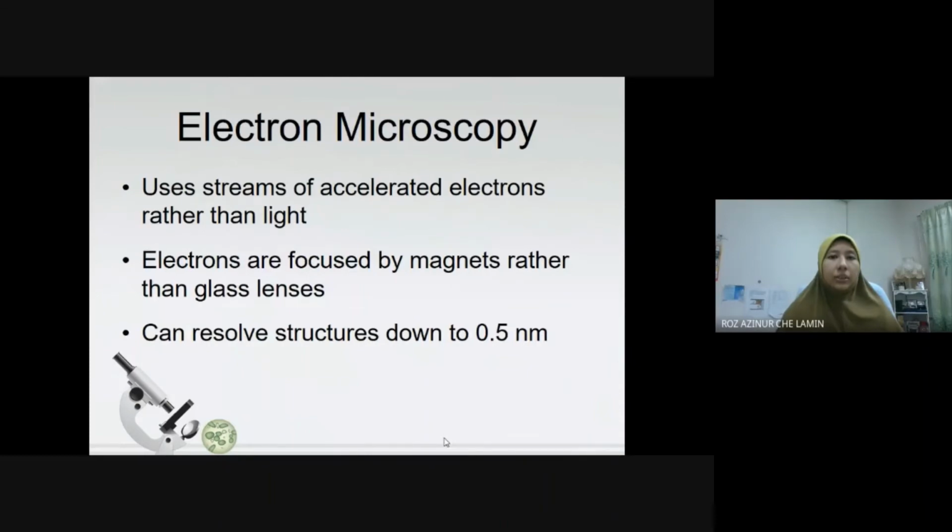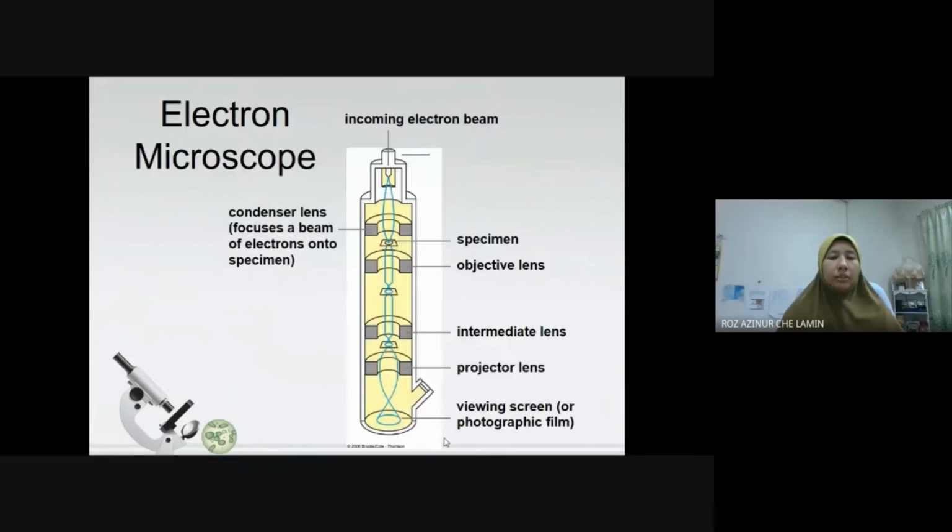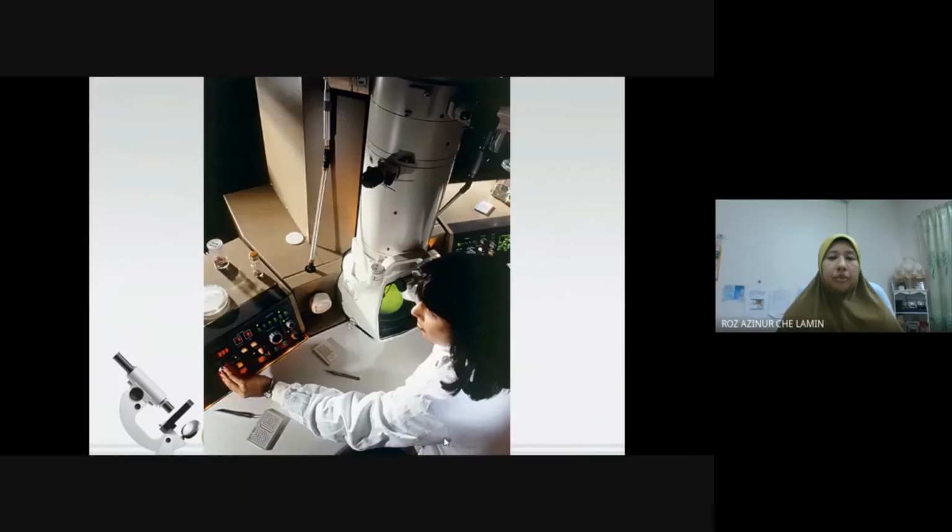Next, we move to electron microscopy. We use a stream of accelerated electrons rather than light. Electrons are focused by magnets rather than glass lenses, and it can resolve structures down to 0.5 nanometer. Okay, this is the structure of the electron microscope. Okay, this is the real electron microscope. This is a very big microscope.